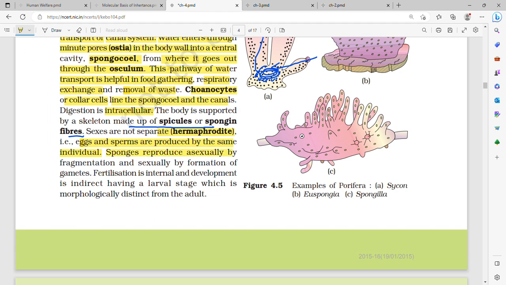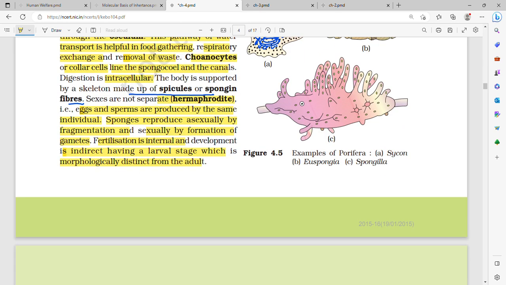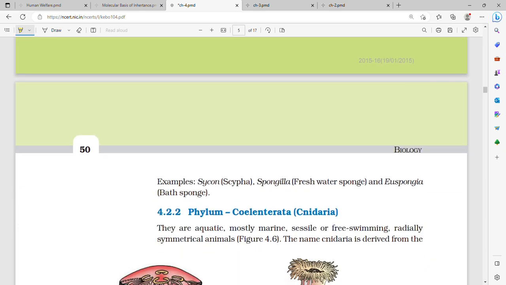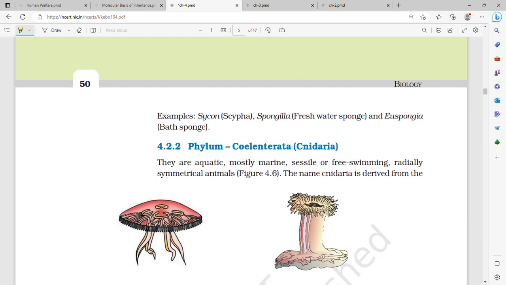Sponges reproduce asexually by fragmentation and sexually by the formation of gametes. The fertilization in sponges is internal, development is indirect. How? Because they have a larval stage which is morphologically distinct from the adult. What are the three main examples? Scypha, Euspongia, and Spongilla. Out of these, Spongilla is a freshwater sponge. Scypha, another name is Sycon, and Euspongia is also called bath sponge.